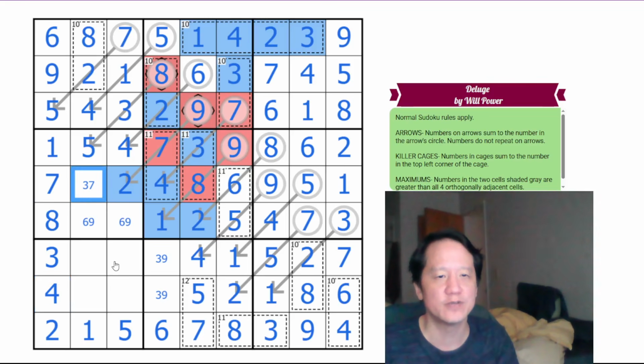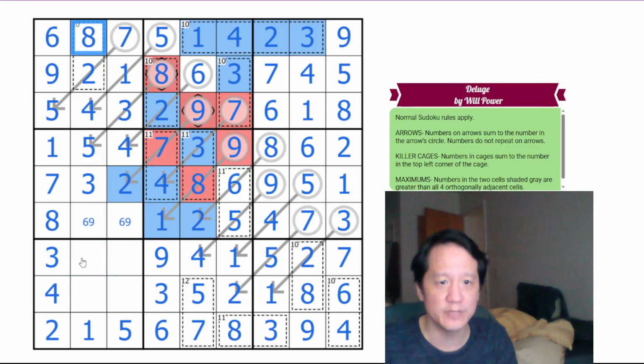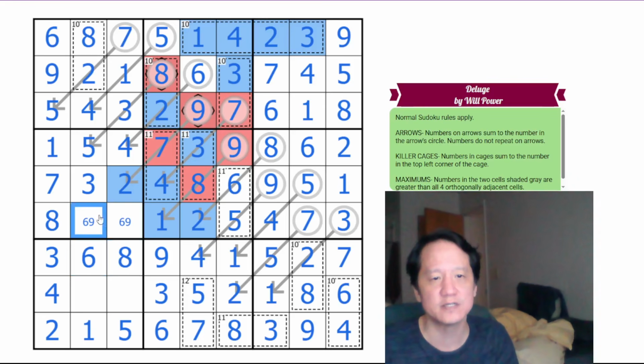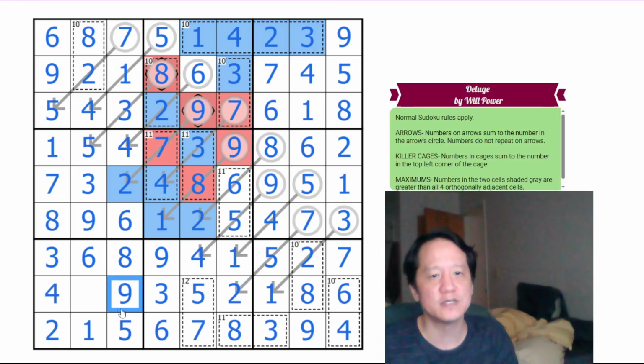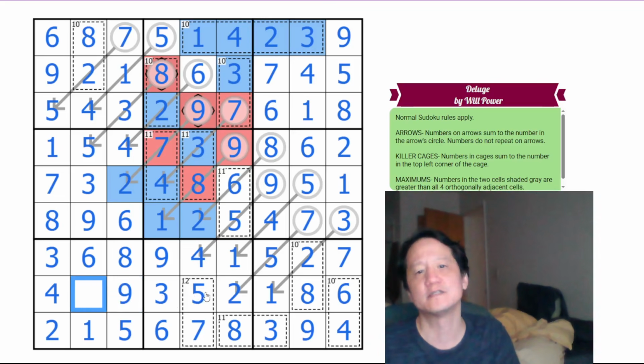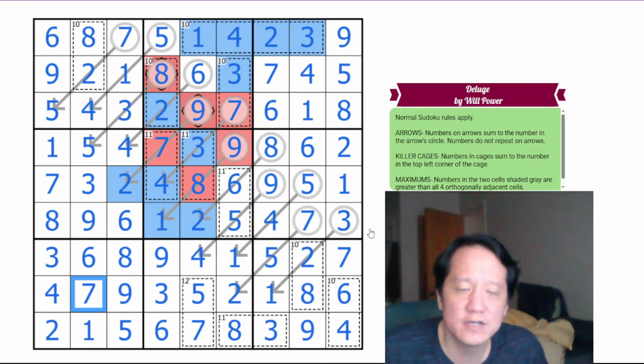7 eliminates 7 here, so it's 3. 3 eliminates 3 here, so it's 9 and 3. Remaining digits in row 7 are 6 and 8. 8 eliminates 8 here, so it's 6 and 8. 6 eliminates 6 here, so it's 9 and 6. That leaves this as a 9 and this as a 7. And that's how you solve that.